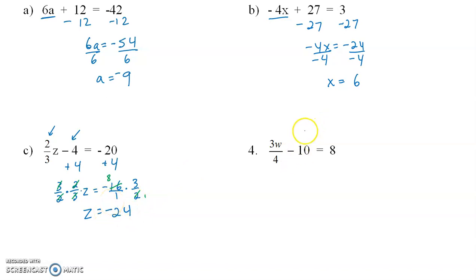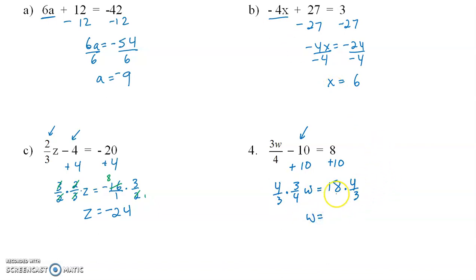Last question. I'm going to get rid of the minus 10 by putting a plus 10. And then I'm going to get rid of the 3 over 4 by multiplying by 4 over 3. So plus 10 is going to give me 3 over 4w equals 18. And then I'm going to multiply both sides by 4/3.